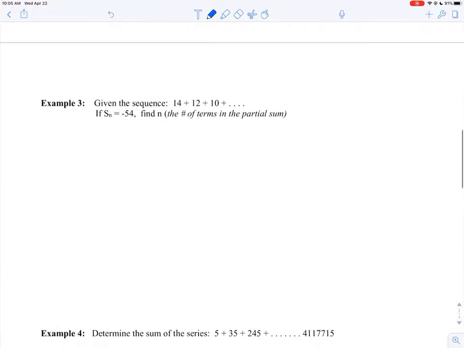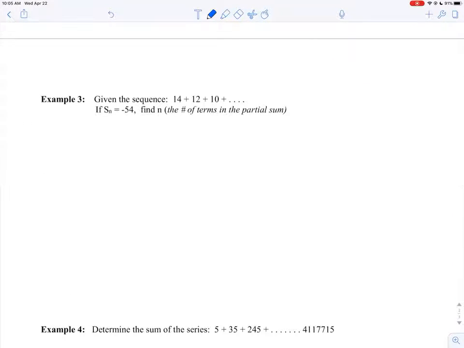All right, let's try a couple more tricky ones. Example 3, given the sequence 14, 12, 10. They're not telling us whether this is arithmetic or geometric, but hopefully it's easy enough to determine. We're going down 2 each time, so our common difference here is -2. They're telling us S sub n equals -54, so they're giving us the sum in this particular case.